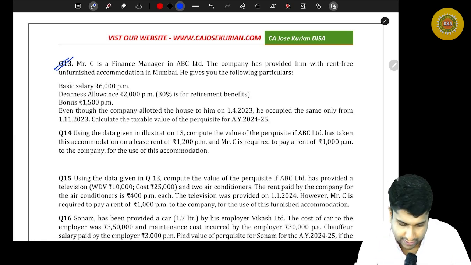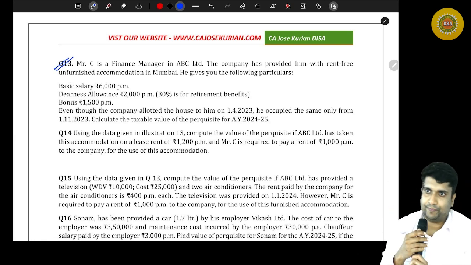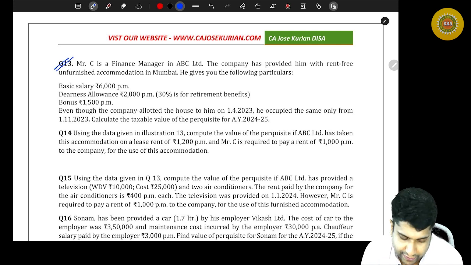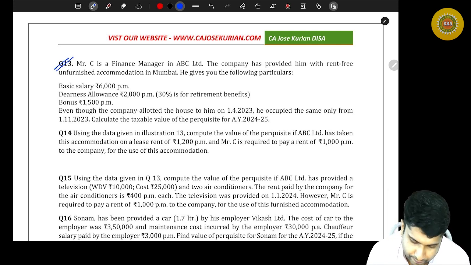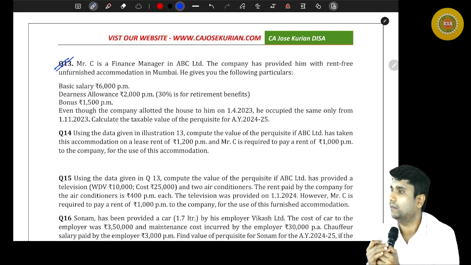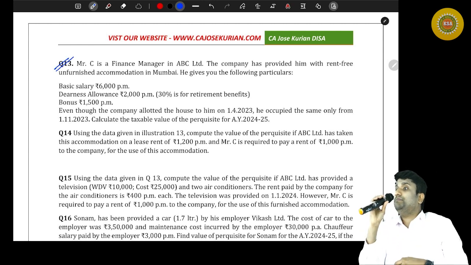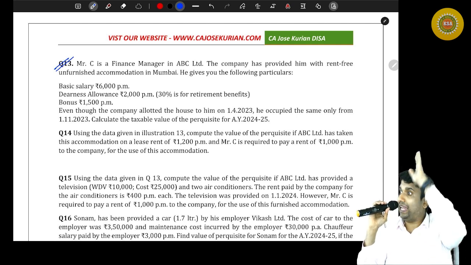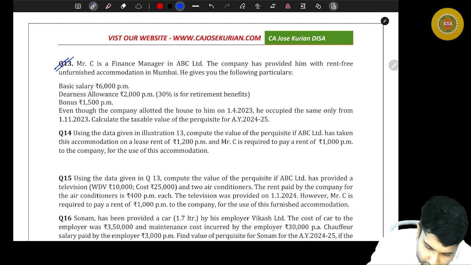So friends, let's solve it together. Mr. C is a finance manager in ABC Limited. The company has provided him with rent-free, unfurnished accommodation in Mumbai. He gives you the following particulars. So the company has provided means what? Who owns the house? Employer. Okay.